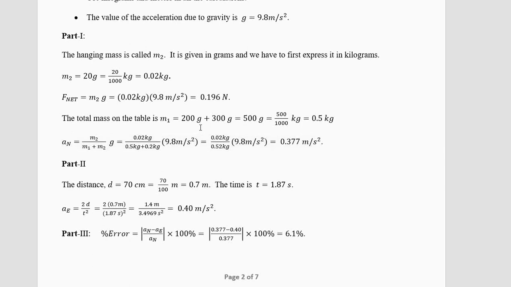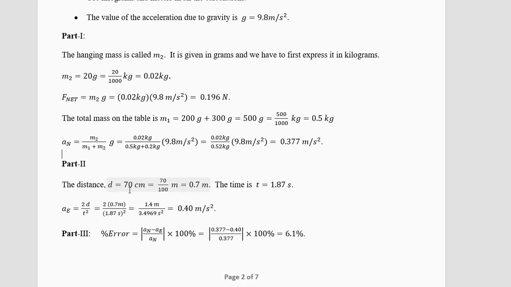Now the total mass is the mass of the cart, 200 grams, plus 300 grams added, total 500 grams. Again divide by 1000, you will get 0.5 kg. Now calculate the acceleration from the masses. AN equals M2 divided by M1 plus M2, into g. This g is 9.8, not the grams. Now 0.02 divided by 0.5 plus 0.02, into the acceleration due to gravity 9.8 meters per second squared. Do this calculation, you will get 0.377 meters per second squared.